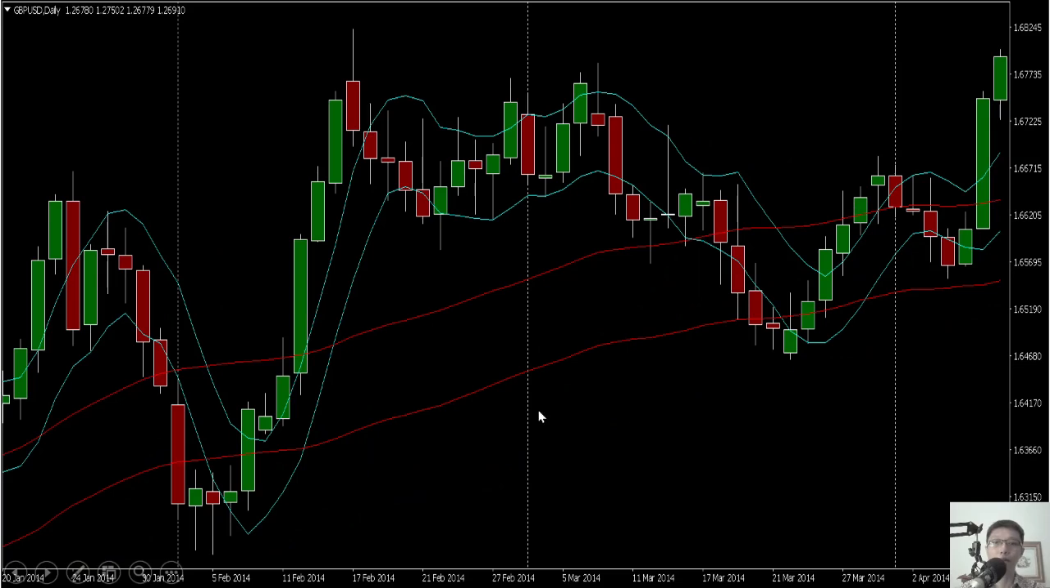In this example, we can see that after sellers push the price to the downside, after reaching this level, price starts to form dojis, like here 1, 2, 3. This is a doji.